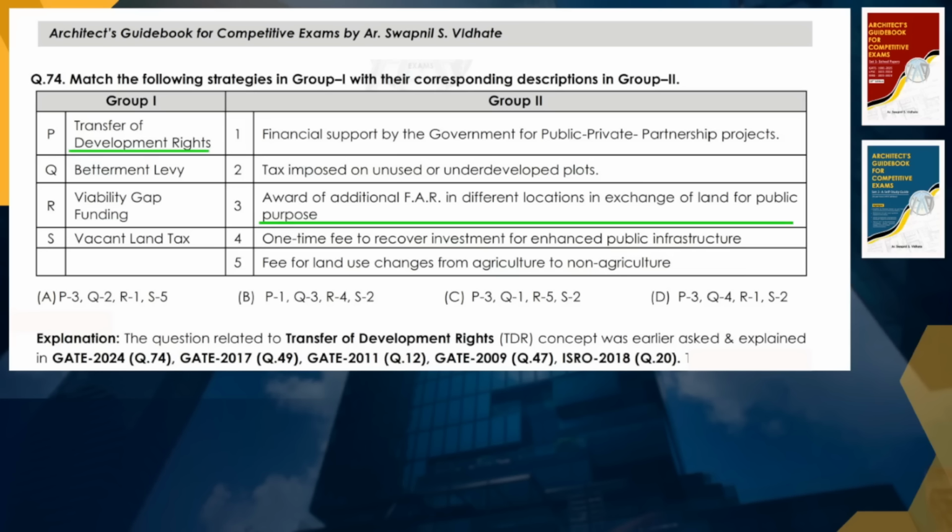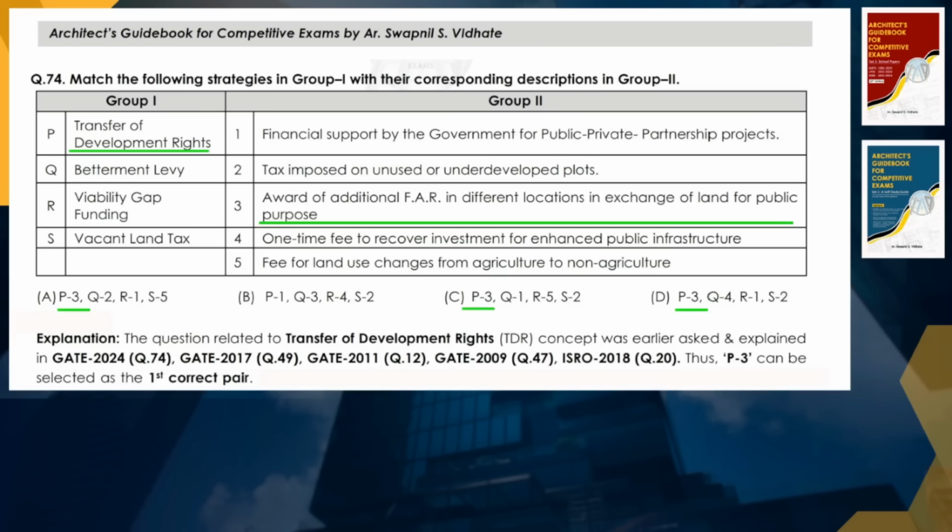You can pause the video, you can check all these questions in set 1. So the first pair which we can match is transfer of development rights. It is correctly described as the award of additional FAR in a different location in exchange of land for public purpose. So P3 will be the first correct pair. Here what we can see, the P3 pair is correctly mentioned at option A, option C and option D. So option B will be the incorrect option.